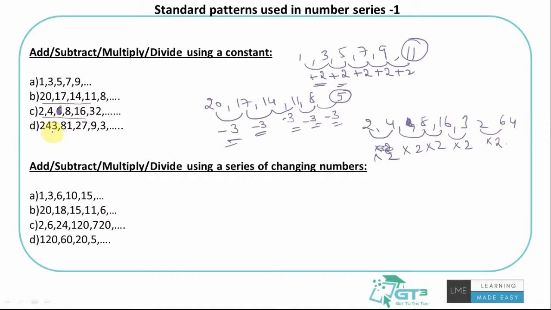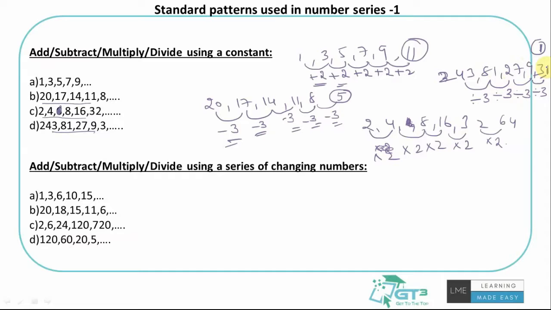The last example, 243, 81, 27, 9, 3. If I divide 243 by 3, I'll get 81. If I divide 81 by 3, I'll get 27. If I divide 27 by 3, I'll get 9. If I divide 9 by 3, I'll get 3. So what would be my next term? That would be basically 1. If I divide 3 by 3, I'll get 1. That would be my next term.